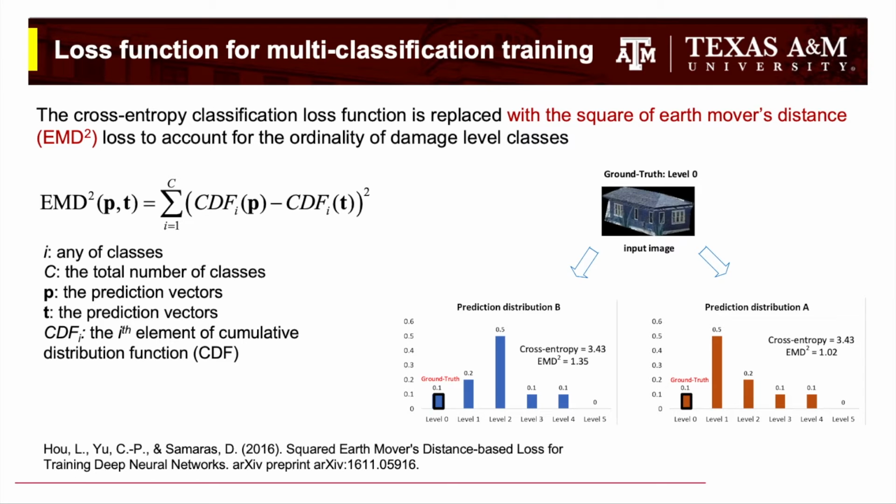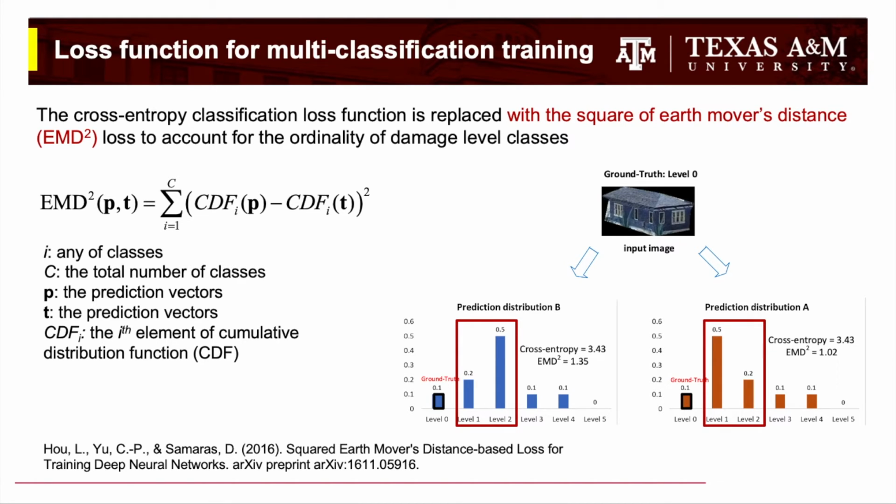For the damage classification model training, we replace the typical cross-entropy loss with the square of Earth Mover's Distance, EMD square, to address the ordinality of damage level classes. To explain this in the figure, consider a sample with the ground truth of damage level 0. Let's also assume 2 predictions A and B. These 2 predictions differ only in the second and third element corresponding to damage level 1 and 2.